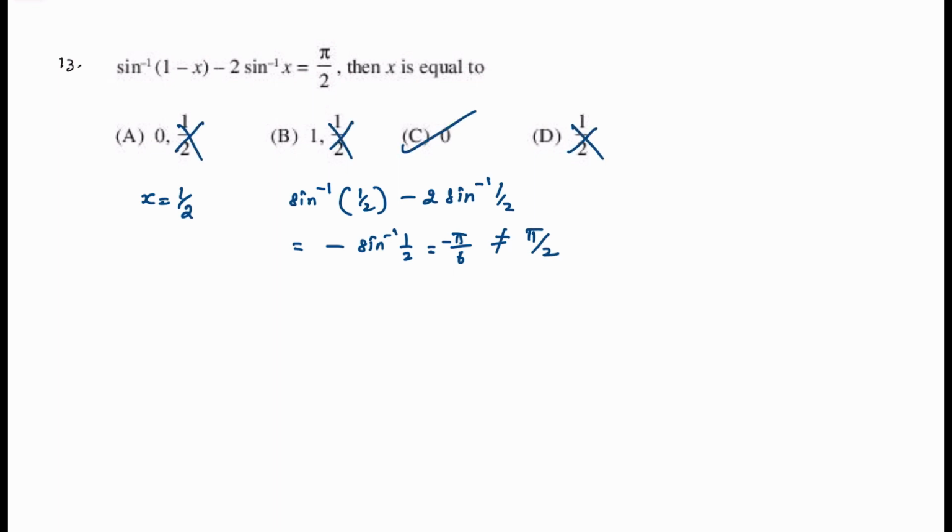Therefore, option C is the correct answer. X is 0. 0 satisfies the given equation. We get sine inverse of 1, which is pi by 2.